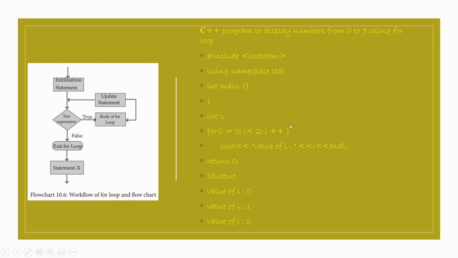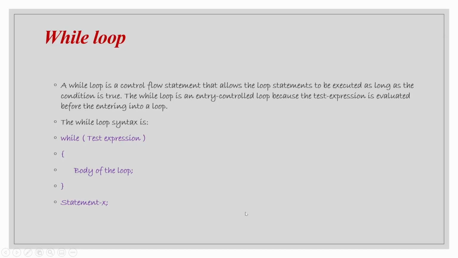So we created a for loop using the initializing statement i equals 0, then the test expression i less than 2, then the update expression i plus plus, and then the body of the loop. If we execute it, it's going to print out 0, 1, 2, as we want.